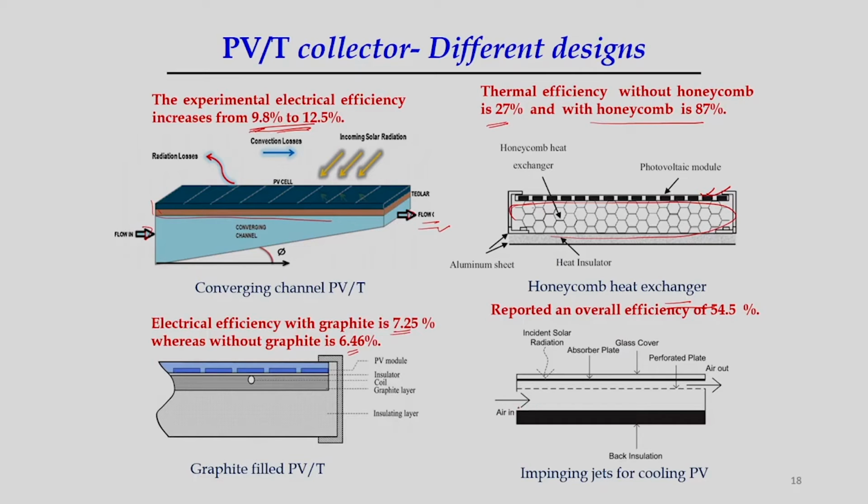Okay? Also, impinging jets for cooling PV have been reported in many of the literature. It is found that air is introduced at one end of the PV and collected from the other end, and this provides a cooling effect to the PV, and as reported an overall efficiency of 54.5% has been achieved by this configuration.